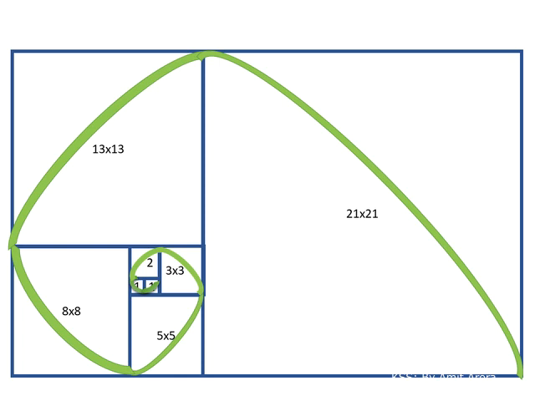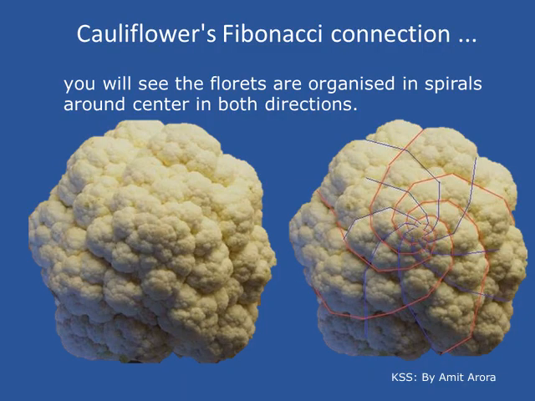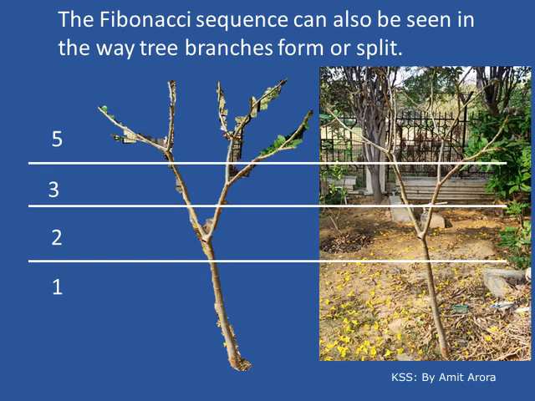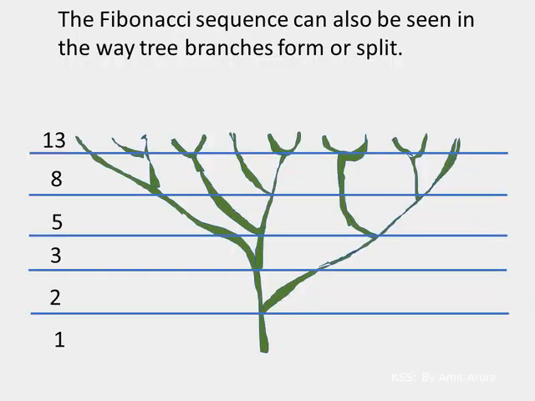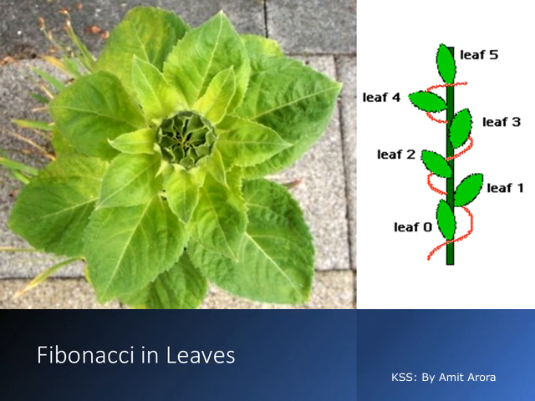Let us see some more examples. This is a cauliflower. If you see closely, the florets are organized in a spiral around the center in both directions. Isn't that so amazing? So next time when you buy or make its vegetable, do remember its Fibonacci connection. The Fibonacci sequence can also be seen in the way tree branches form or split as they grow. Also, many plants show the Fibonacci's numbers in the arrangement of the leaves around their stems.